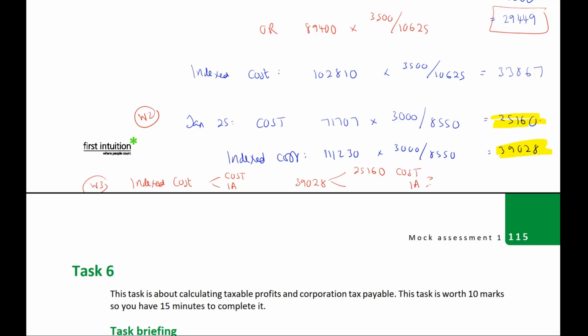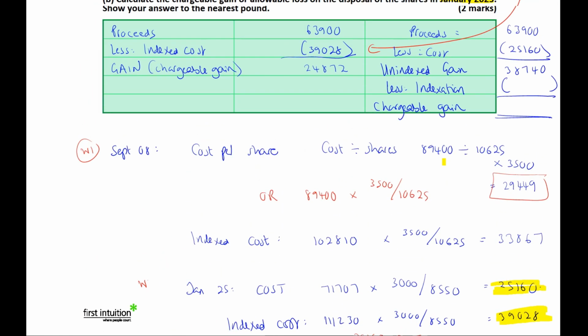what is indexation? It's got to be the difference, hasn't it? So I've deducted the cost on one line. I want to deduct the indexation separately on another. So the indexation would be 13,868. So bear in mind that this working wasn't necessary here because we actually had a gain as opposed to a loss. But in questions where you maybe do have a loss, this is certainly something to consider.